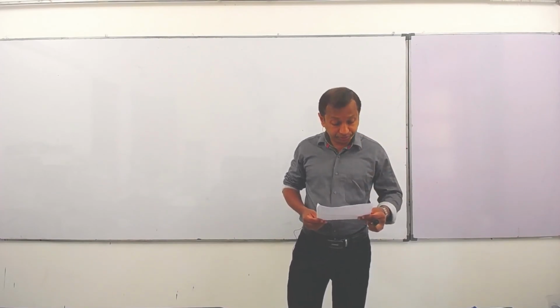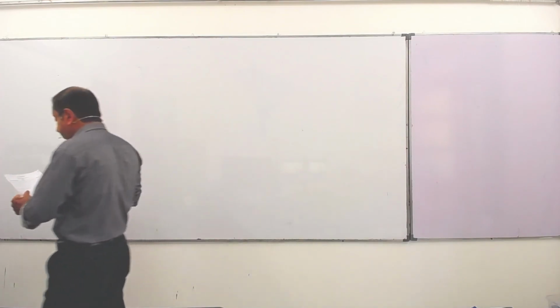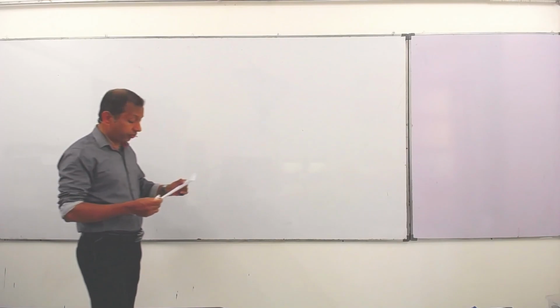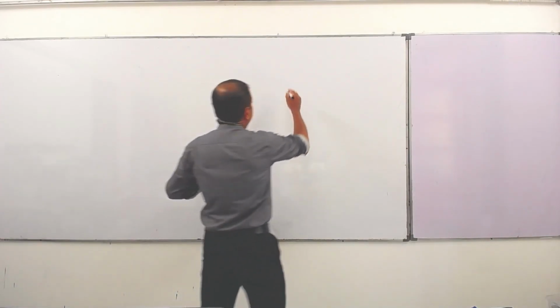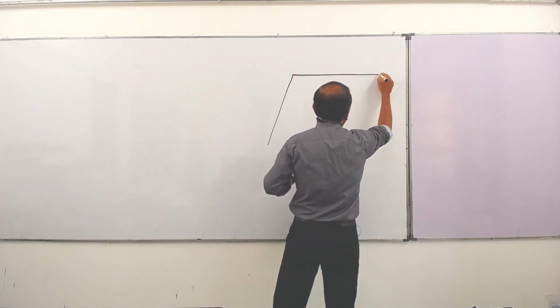Paper number 9. Find the equations of the diagonals of the parallelogram with the given equations of the sides. Suppose we have the parallelogram.